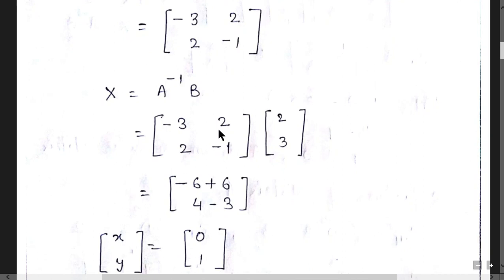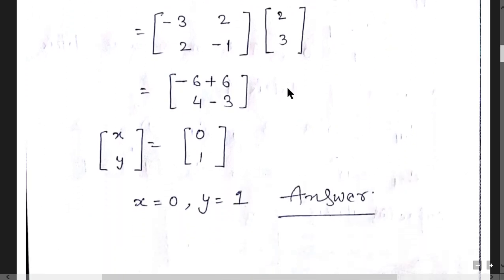What is the value of A inverse? Minus 3, 2, 2 and minus 1. 2, 3 is the value of B. Then multiply. After simple multiplication, you can find out the value of X and Y. First value is X and second value is Y.